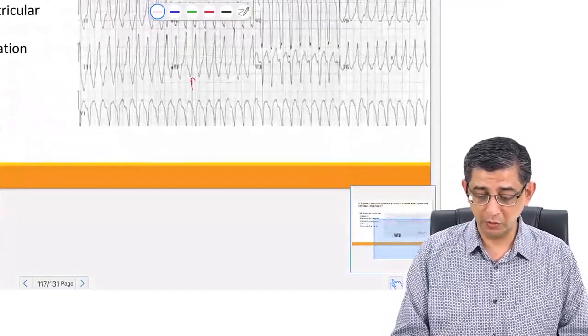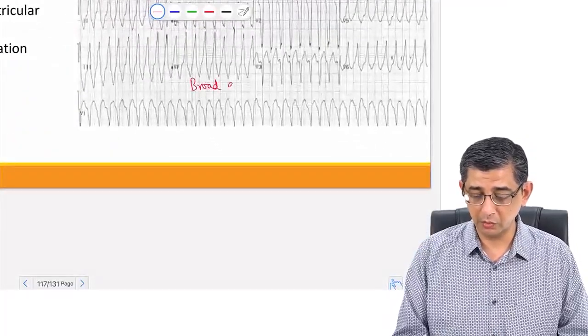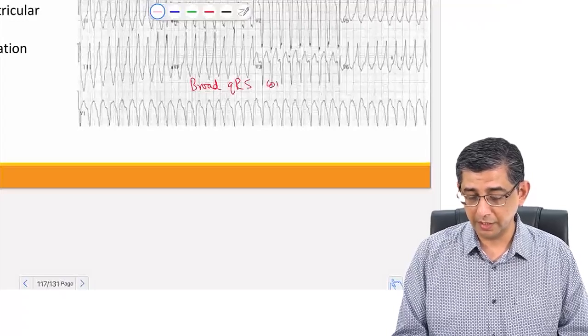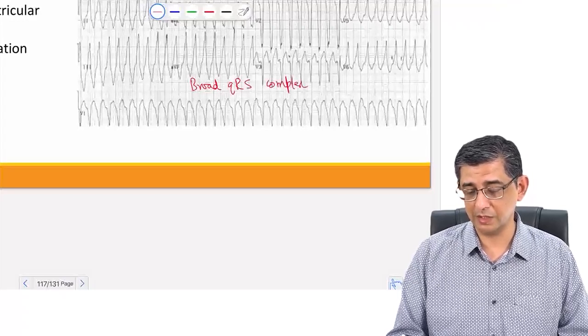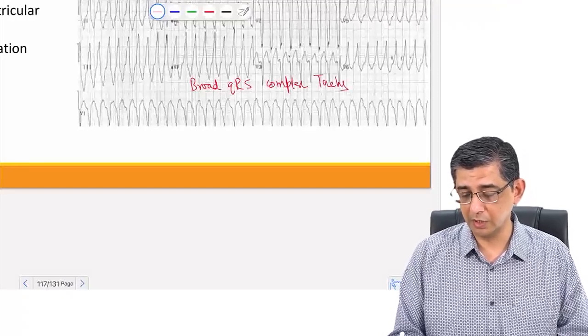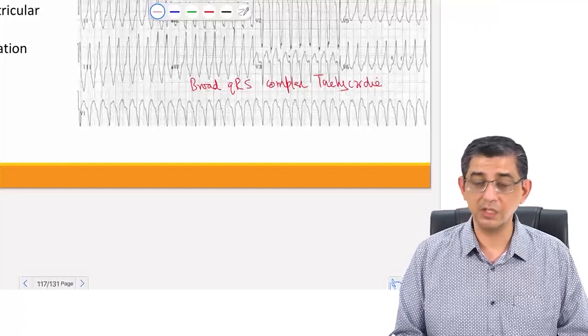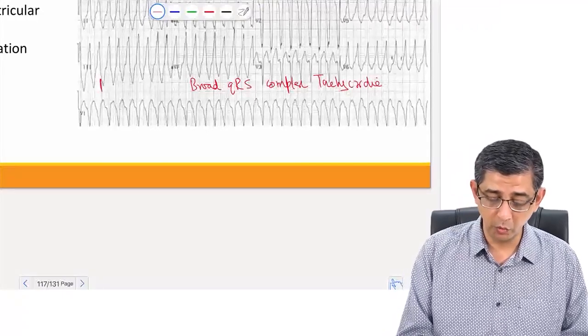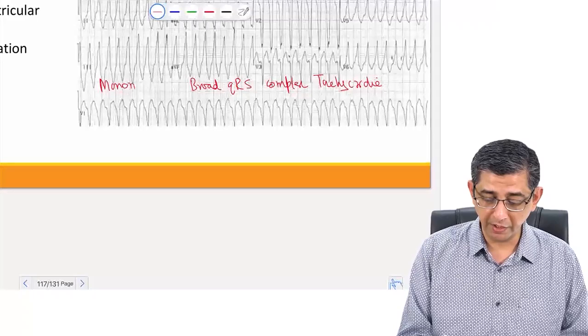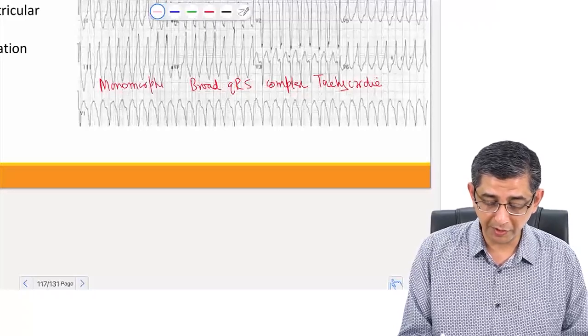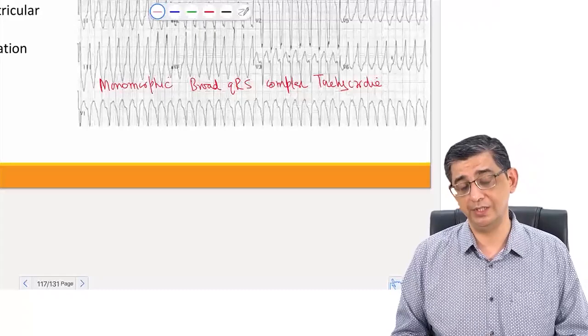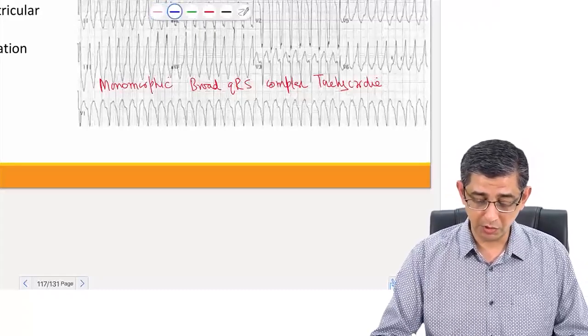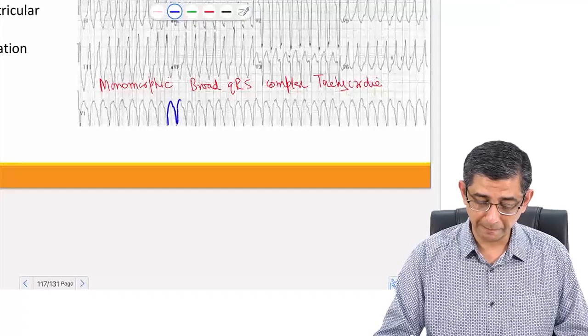First and foremost, you will notice that this is a broad QRS complex tachycardia, and the height of these QRS complexes is also almost the same. So because the height is still the same, you will add the prefix monomorphic. If this height was varying, I would have said polymorphic ventricular tachycardia, that is torsades de pointes. Here I'll just show the symmetrical pattern which is coming up here.